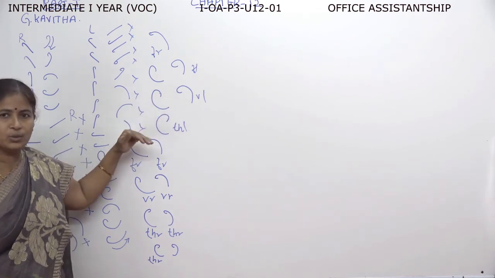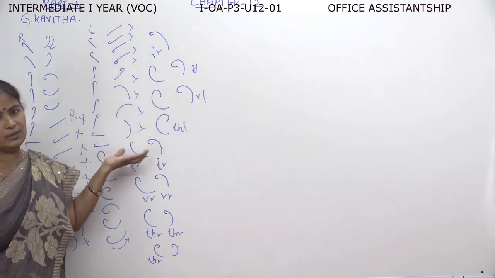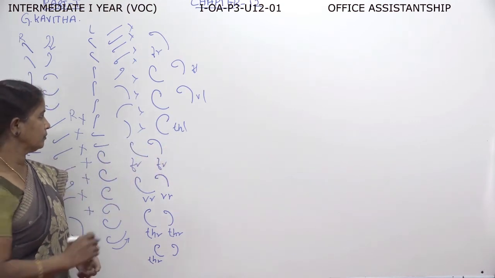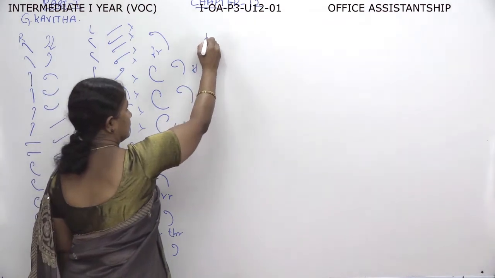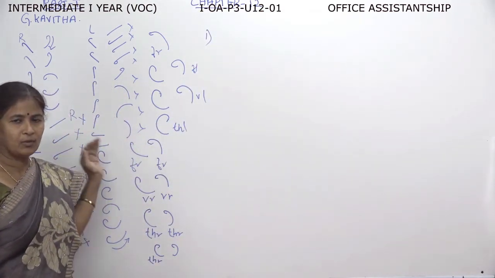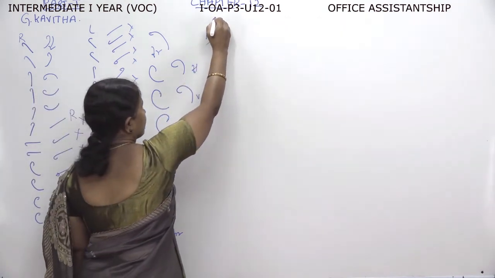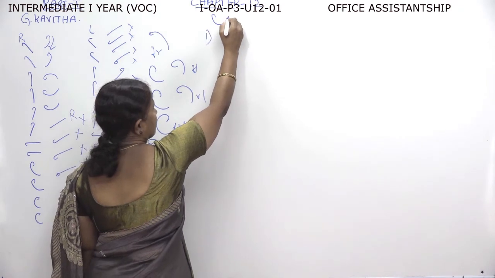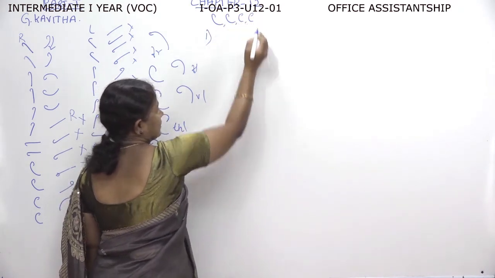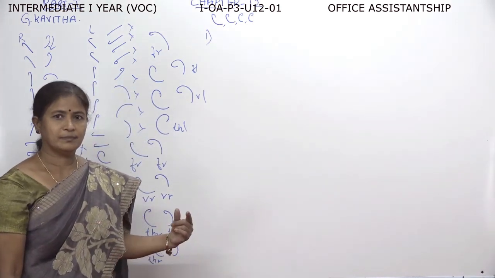Now we are going to learn how to use them with other strokes, how they join easily with other strokes. All these left forms, what are left forms? For, were, thar and dar. These are called left forms. When do we use them?